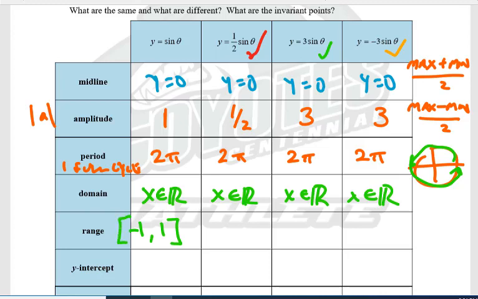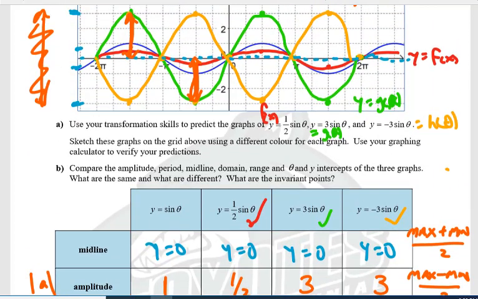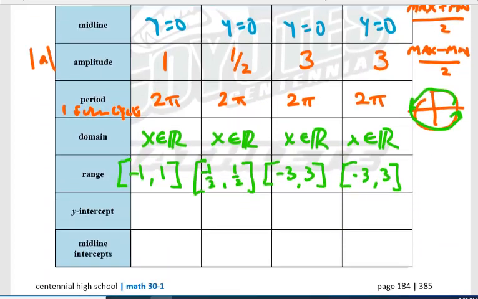Let's do this in interval notation, just because it saves us some room. Maybe we should have done domain in interval notation. That's okay. -1/2 to 1/2, including those endpoints, because it does get to a height of 1/2, and it does get to a height of -1/2. -3 to 3 for range. And this last one, the reflected one, still has a minimum of -3 and a maximum of +3, so the range ends up being the same thing. Y-intercepts, all three of these go through 0, 0.